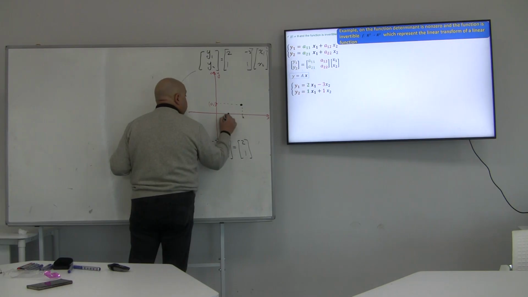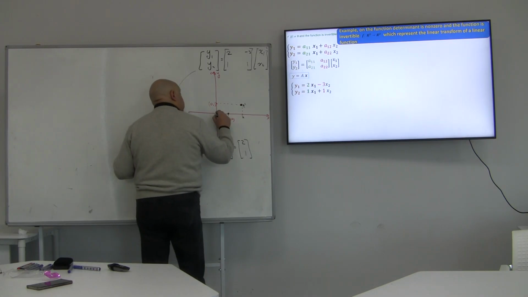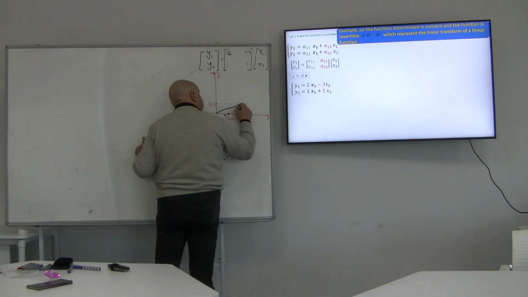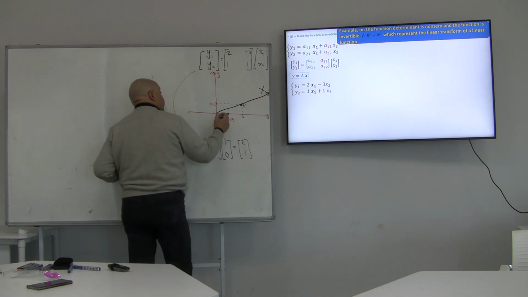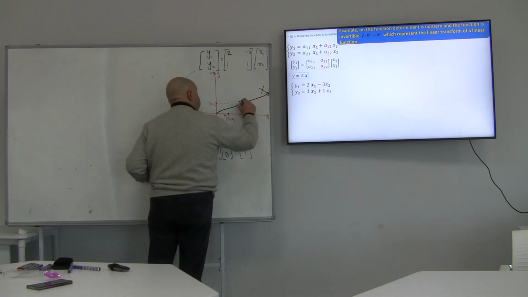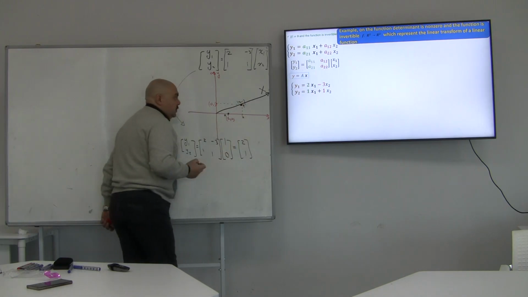If this is b1, this is going to be b1 dash. And so the new direction of the x-axis, the new x-axis, is this one, which moves from 0 to the point 2 and 1, as you can see.